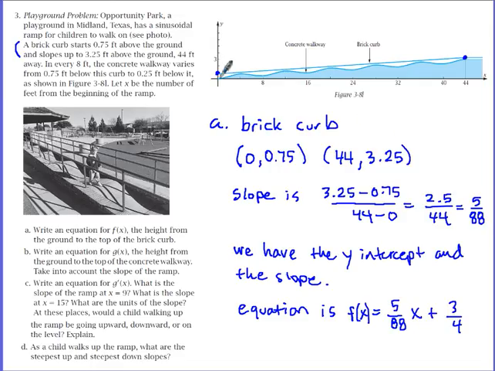And since we have the y-intercept at 3/4, same as 0.75, I know that the equation of that line is 5/88 times x plus 3/4. So we've got an equation for f of x then. That's the height from the ground to the top of the brick curb.